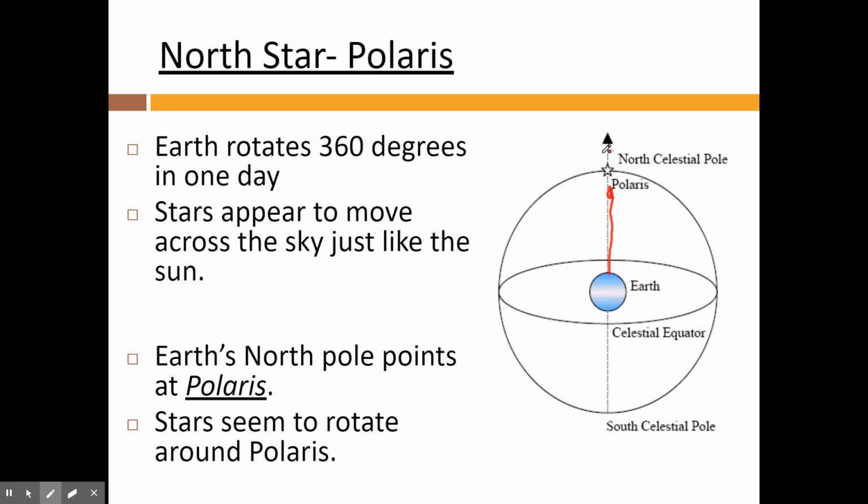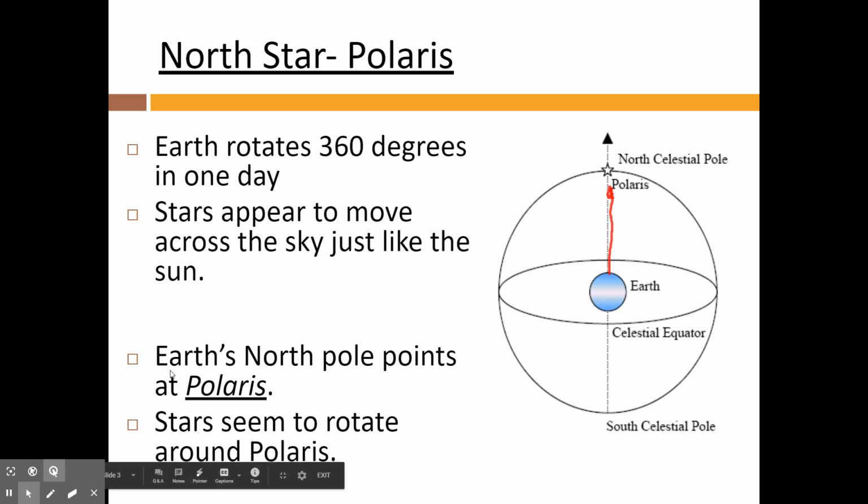This is a celestial sphere. It's a projection of all the stars around us, Earth there in the center rotating. The sun looks like it's going around us, and all the stars look like they're going around Polaris as well. So what does that look like?